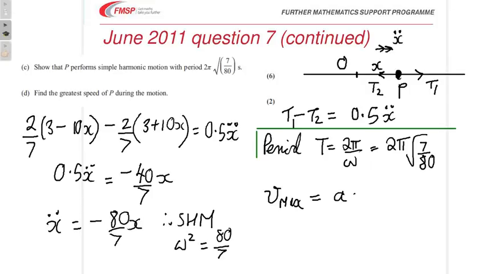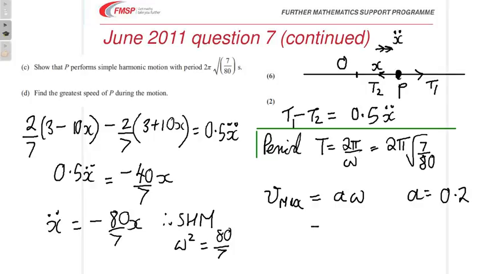Well, the greatest speed in SHM is A omega, and it happens at the center. Now, in this question, if you haven't made notes or printed it off, you'll need to go back to the wording at the very start of the question. We know the amplitude because it was released from a point 0.2 meters from the center. So Vmax equals A omega, and A equals 0.2.